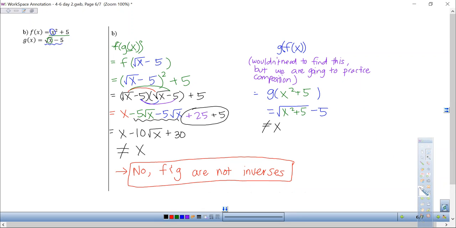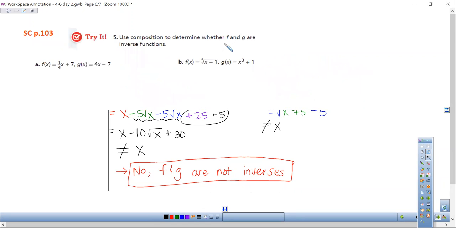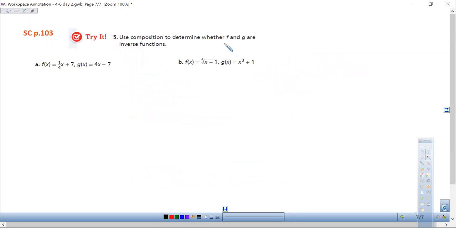So that is how I check to see if functions are inverses of one another. I do composition in both directions. And if I get x, then they are inverses. So these are the triads on page 103.